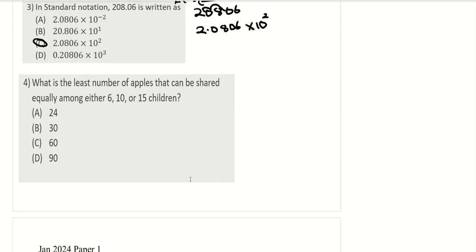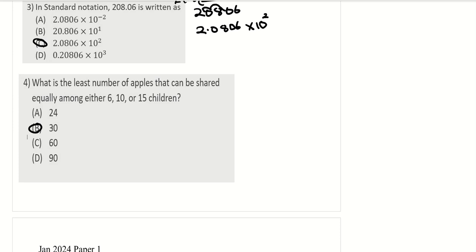Right, now this one we did already. What is the least number of apples that can be shared equally among 6, 10, and 15 children? When we did this question, the answer was 30, B. Instead of finding the LCM, you can also ask yourself, could 6 go into 24? Yes. Can 10 go into 24? No. So 24 is out of the question. What about 30? Could 6 go into 30?